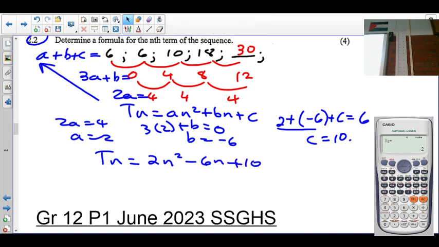Okay. And of course it's worth testing if it's correct. So I tested on term 5. The answer should be 30. If it's not 30, of course I made a mistake somewhere. So it's going to be 2 times 5 squared minus 6 times 5 plus 10. Gives you 30, which makes that correct. Okay.